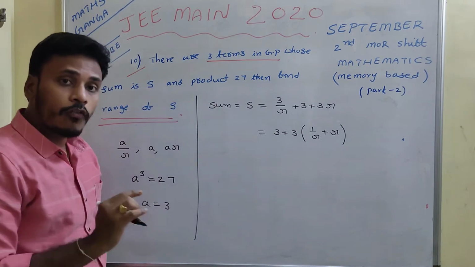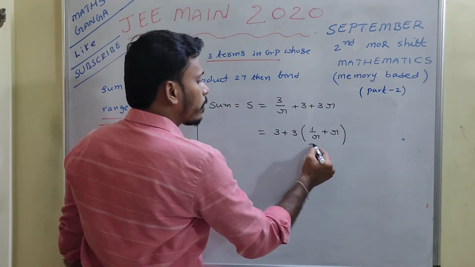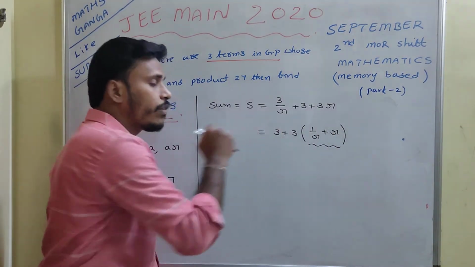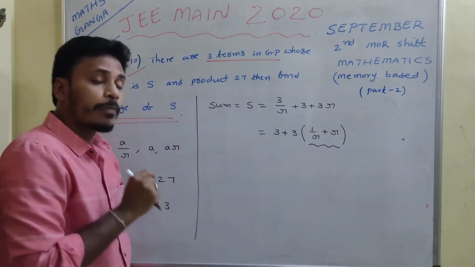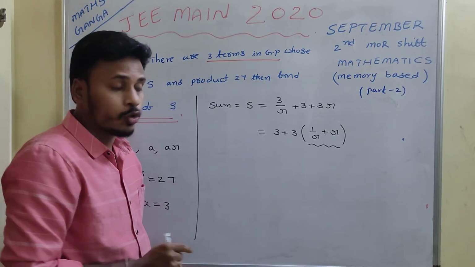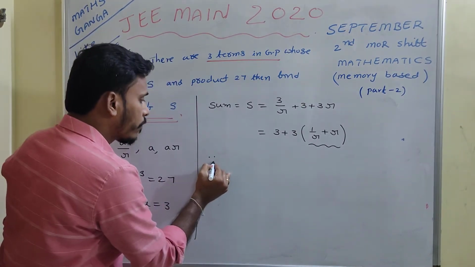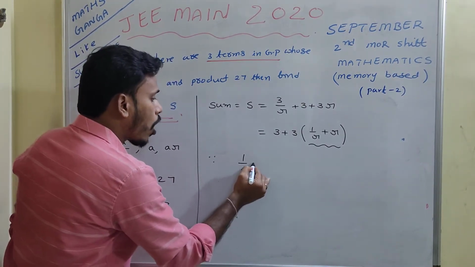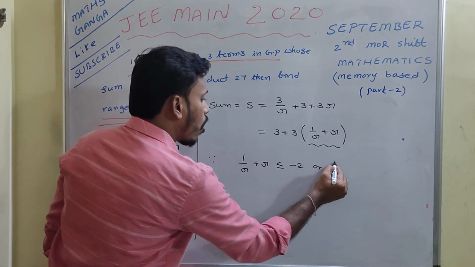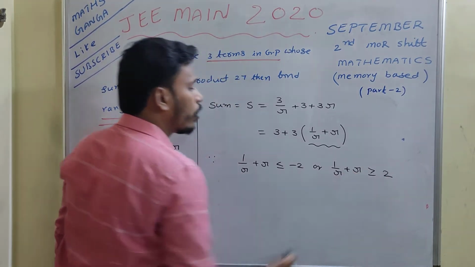Right. So now we need to find the range of S. To find the range of S, you need to think about the range of this 1/r + r. We are very familiar with this. The range of 1/r + r is either greater than or equal to 2 or less than or equal to -2. From there you need to construct the range of S. Since we know 1/r + r is less than or equal to -2 or 1/r + r is greater than or equal to 2.